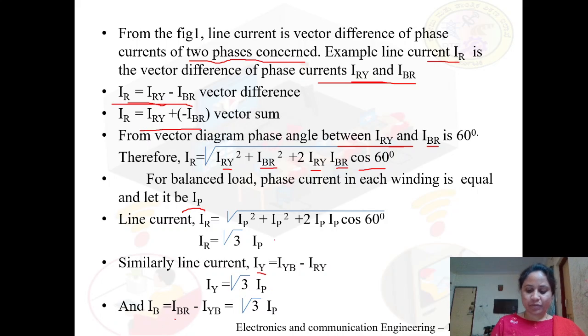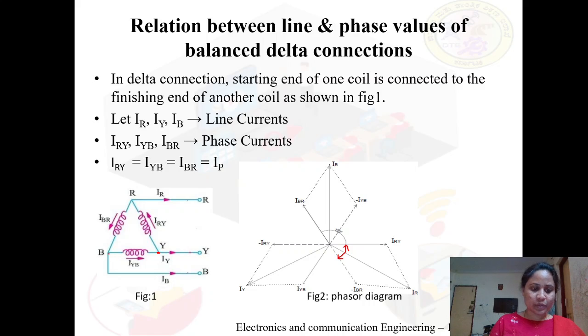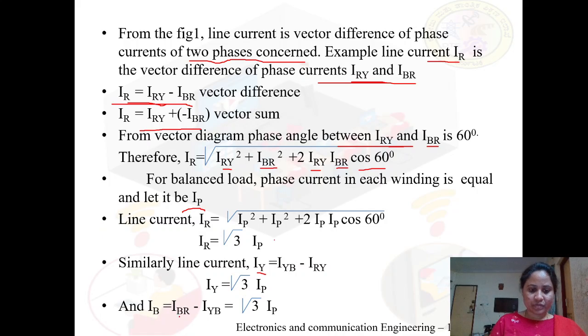Similarly, for the phase B, at this particular point, if you consider the line current IB, it is equal to the vector difference of IBR minus IYB. Therefore, which is equal to root 3 times IP. So what we can conclude in a three-phase delta connected load is that line current is equal to root 3 times phase current.